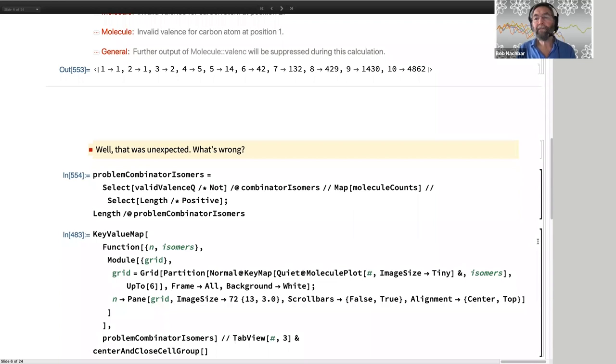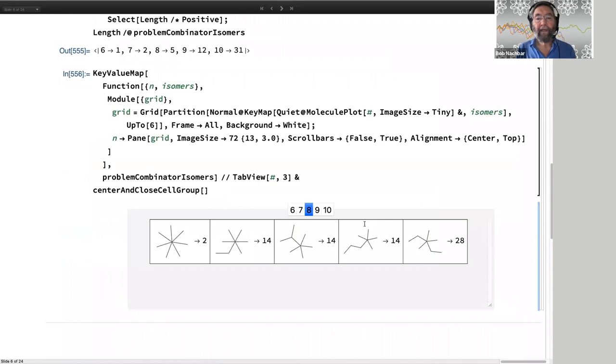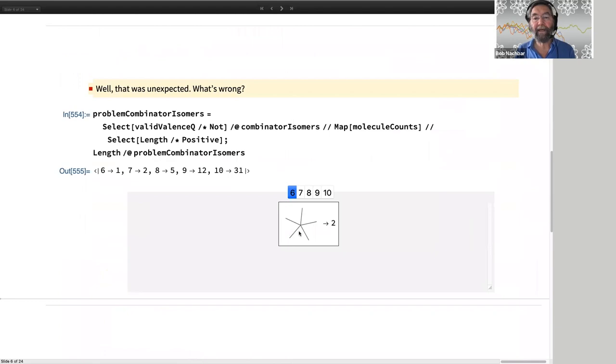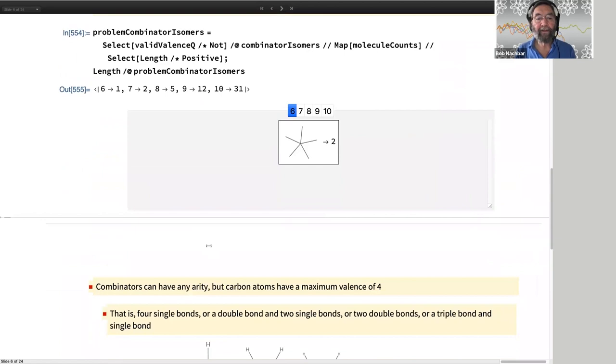Okay. And here they are. Here's an example of the ones of size 8. And we can see we've got these star-like structures here. And that's the problem. Even the smaller ones here, very first one, 6 carbon atoms, one at the center with 5 around it. And the problem is that combinators can have any arity, any number of arguments, whereas carbon atoms can have at most 4 singly bonded atoms attached to it. And that's known as chemical valence.